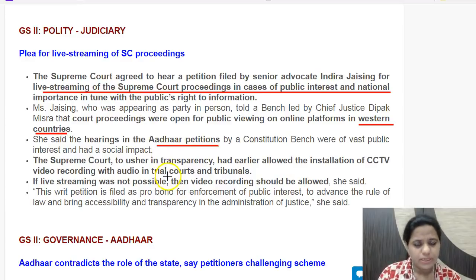The Supreme Court is also taking steps to bring in transparency. It has recently allowed installation of CCTV video recording with audio in trial courts and tribunals. Such an order has also been passed. The petition also says that if live streaming is not possible, then even a video recording should be allowed, which can be viewed later. So this is the demand.